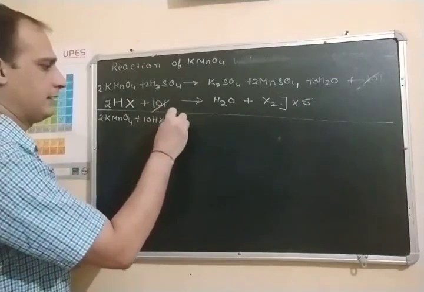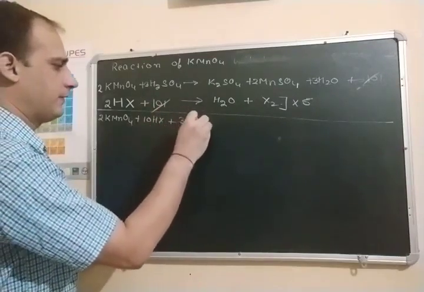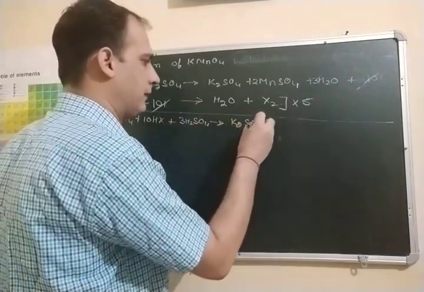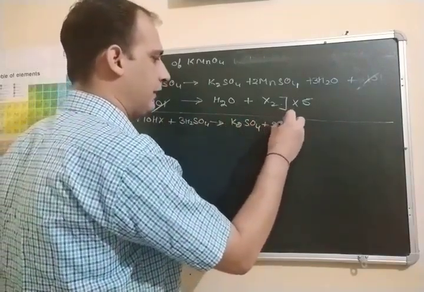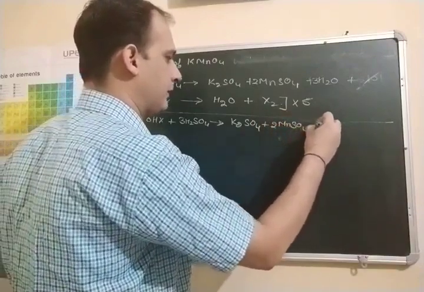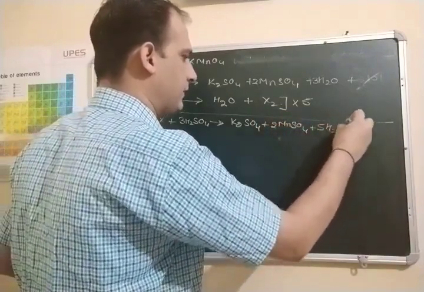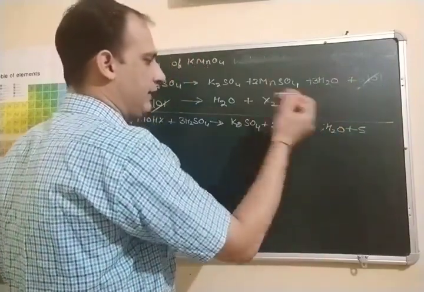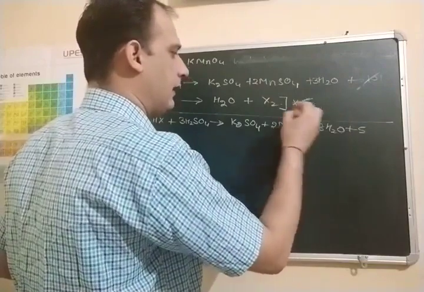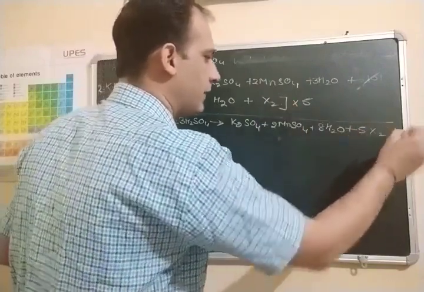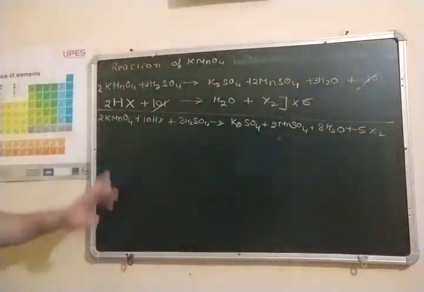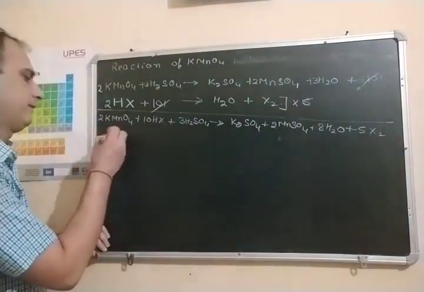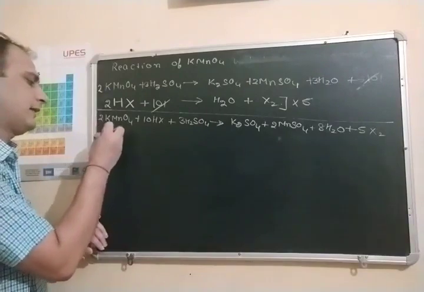plus 3 H2SO4 gives rise to K2SO4 plus 2 MnSO4 plus, not 5 here, 3 and 5, 8 H2O along with the formation of 5 molecules of X2. Now I am treating this KMnO4 in acidic medium with HCl. So, reaction with HCl.